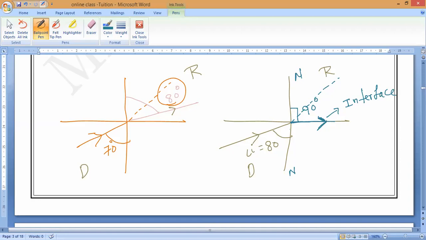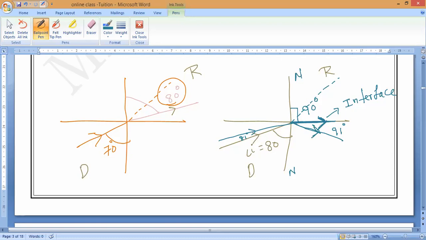Now, just imagine. When I increase the angle, 80 becomes 81. Then this must also increase to 91. Is it yes or no, guys? Yes, sir. 91 degrees. So you can see at 90 itself, it is at the interface. After that, if you increase 80 to 81, it is entering into the same medium again. Is it yes or no?